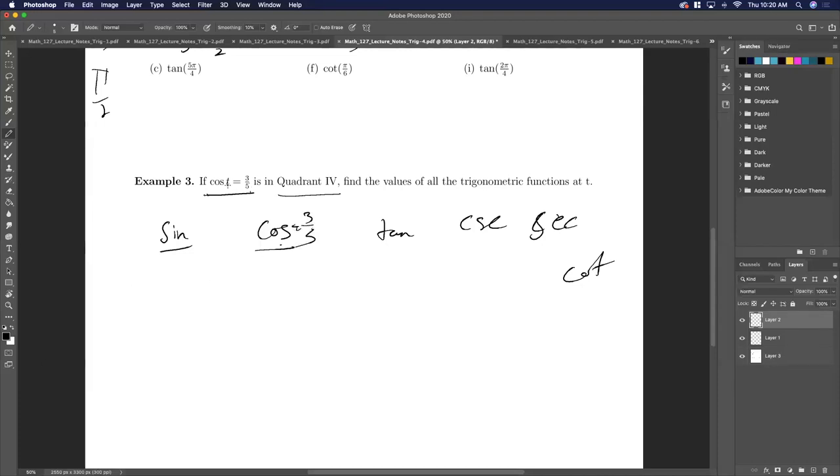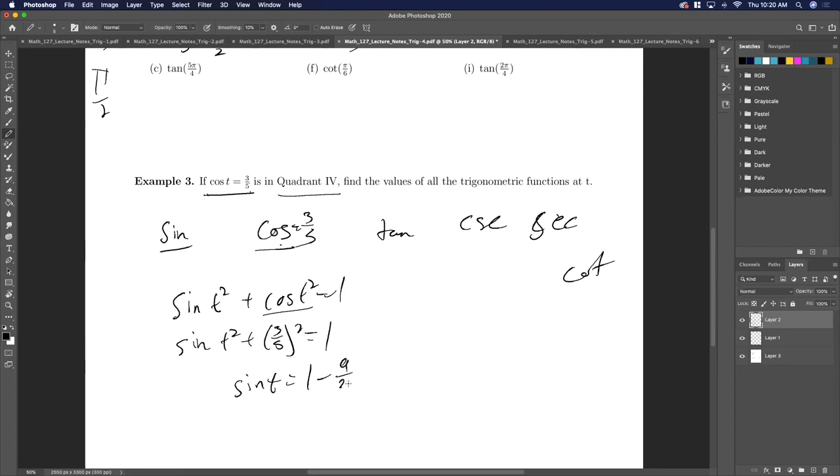So how do we find sine? Well, we could use this. Remember: sine of t squared plus cosine of t squared is equal to 1. Do I know cosine of t squared? Yes, it's (3/5) squared. So sine squared of t equals 1 minus 9/25, which is 16/25.